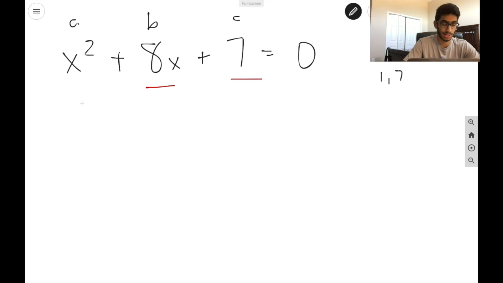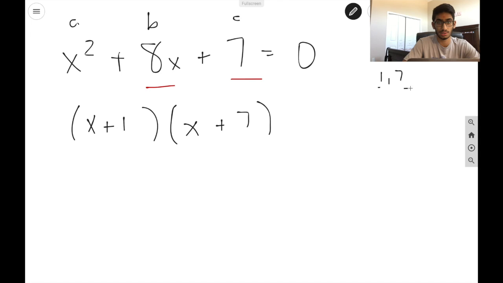So we can just factor this out. You do x plus 1, which is your factor here. Then you have another set, x plus 7, which is your other factor. This is equal to 0. This is your factoring right here.